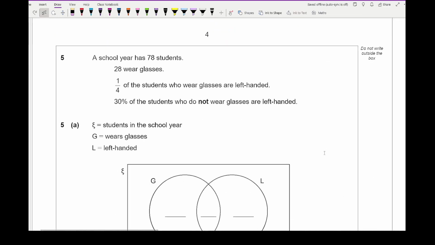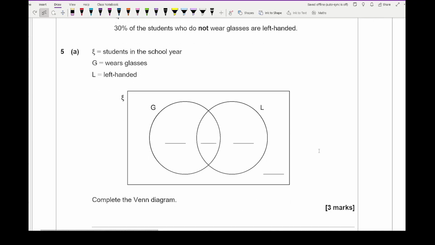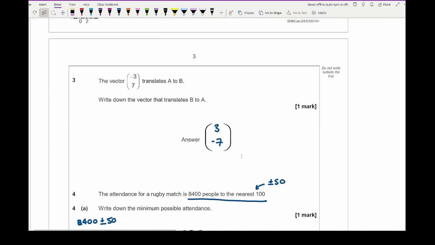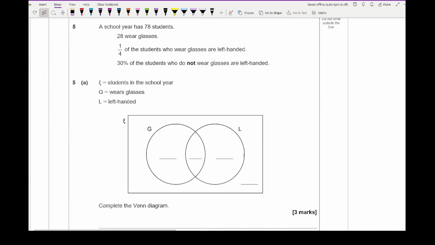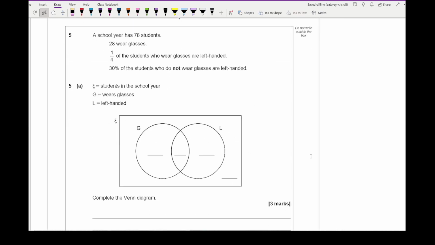Moving on to question 5, it says that a school year has 78 students, 28 wear glasses, a quarter of the students who wear glasses are left-handed, and 30% of the students who do not wear glasses are left-handed. The question is asking us to complete the Venn diagram. If I zoom out slightly so we can see the question in its entirety, let's have a look at the information.